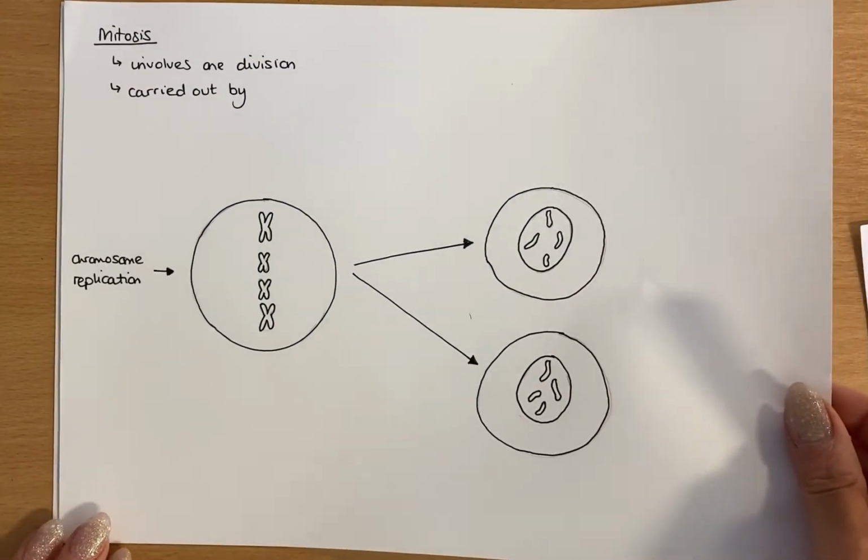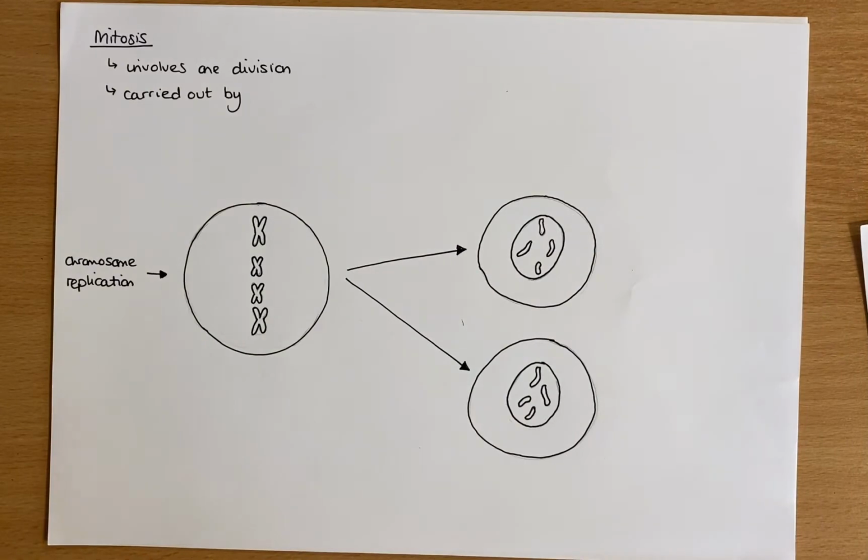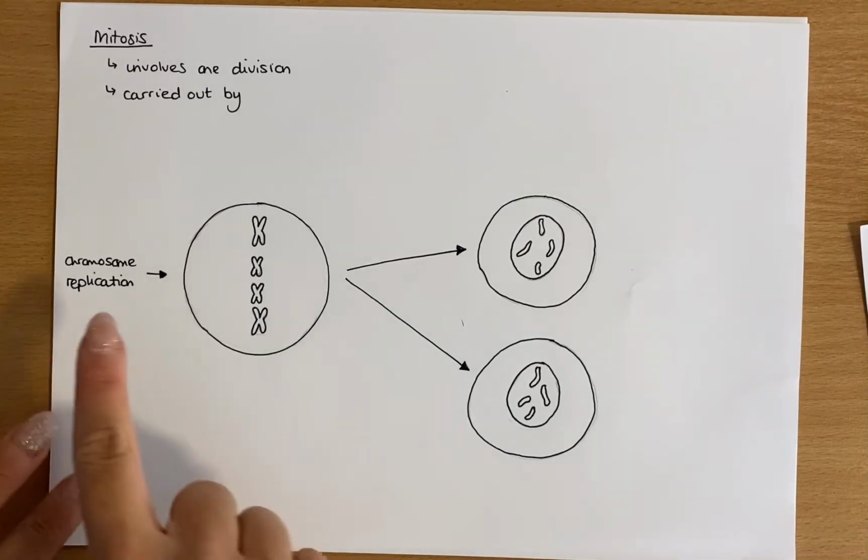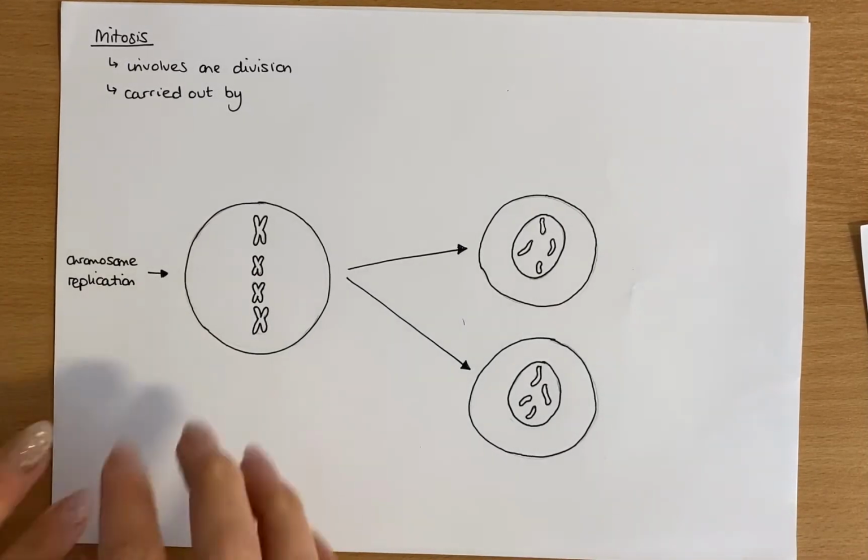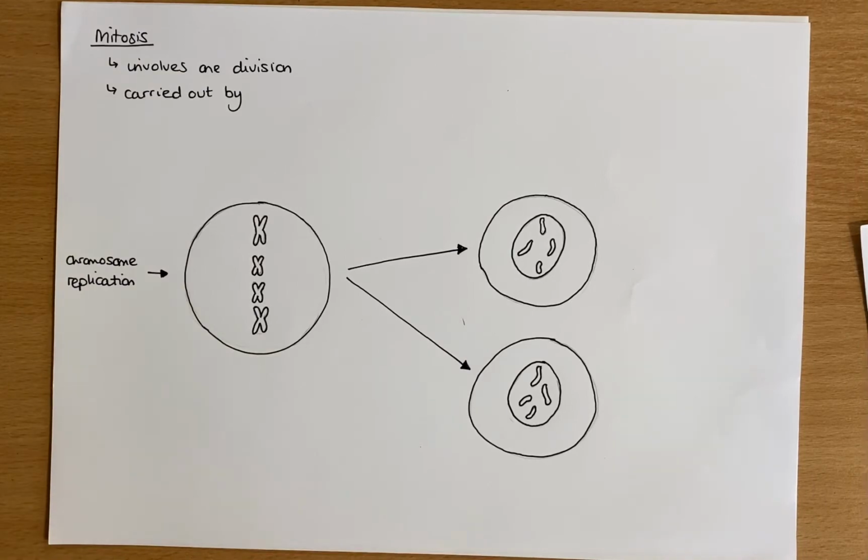Okay, so to give you a bit of overview of the divisions and a bit of a reminder from National 5, I'll talk about mitosis first. So mitosis only involves one division. So if you think about mitosis from National 5, we'll have chromosomes replicating, your nuclear membrane will disappear or break down, and then the chromosomes will line up along the equator.